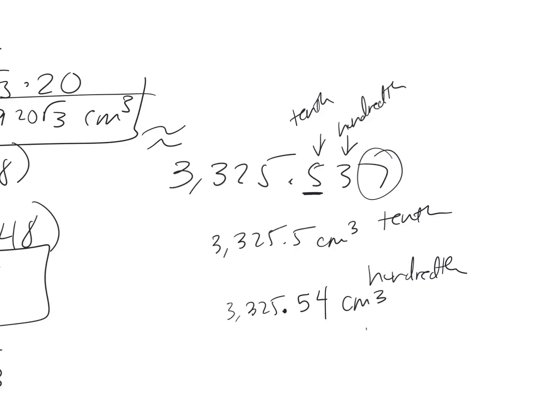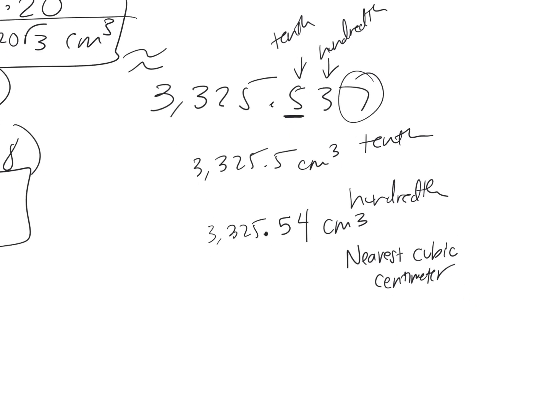But if they tell you to round to the nearest cubic centimeter, that just means whole number. So what would this be to the nearest cubic centimeter? Not the tens place. Nearest whole number would be this one, the ones. So it rounds up to 6. Yep, because of the 5 next door.